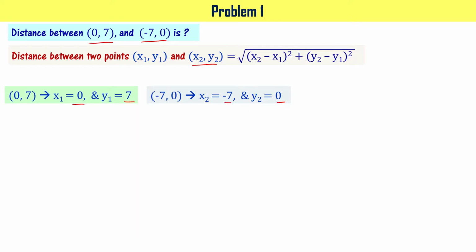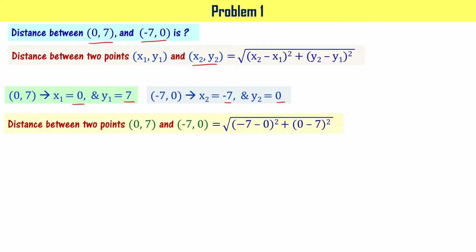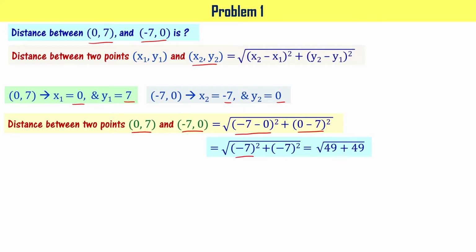Now let's substitute these values into the formula. The distance between 0, 7 and minus 7, 0 can be written as square root of x2 minus x1 whole square, that is minus 7 minus 0 whole square, plus y2 minus y1 whole square, that is 0 minus 7 whole square. This can be written as square root of minus 7 square plus minus 7 whole square, which is square root of 49 plus 49. I can also write it as square root of 2 times 49.